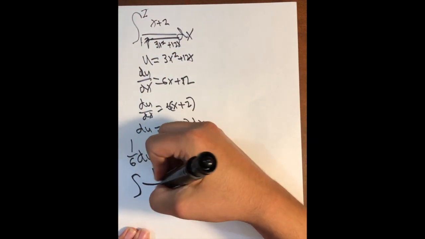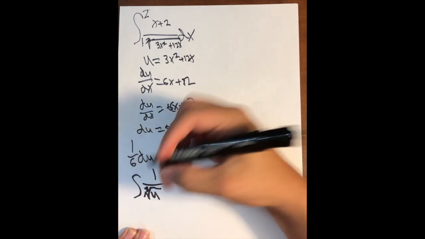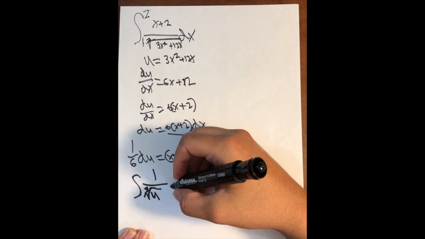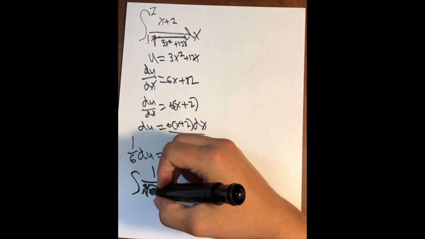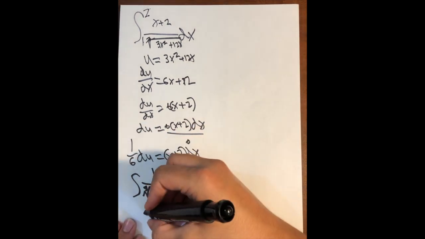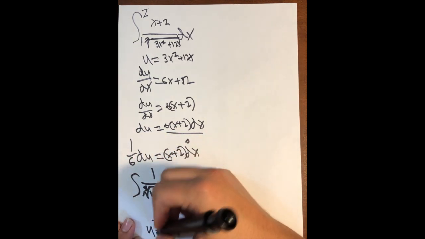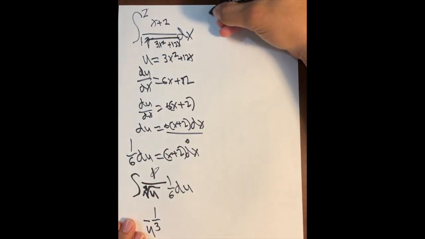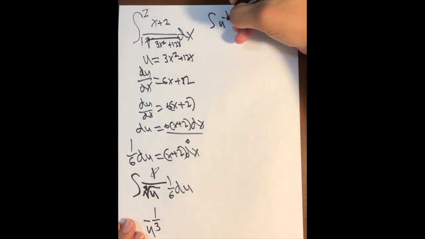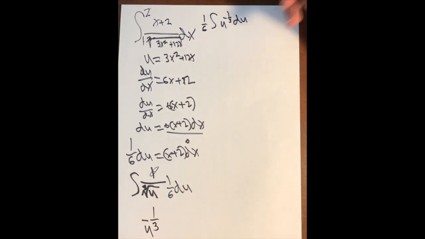We get the integral, and then we get 1 over the cubic root of u, times 1/6 du. Now we can simplify this part, because the cubic root can be written as the 1/3 power of u, but because it's in the denominator, we make the exponent negative, and then we won't have that on top. So then we get the integral of u to the negative 1/3, with 1/6 in front, du.